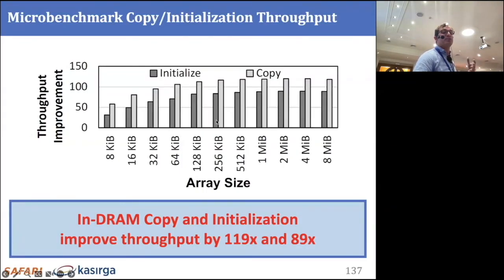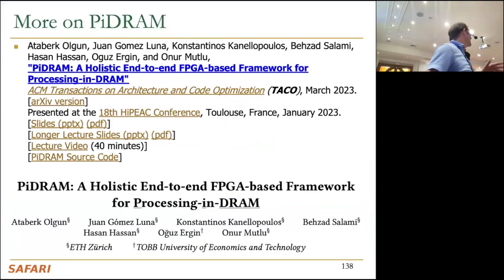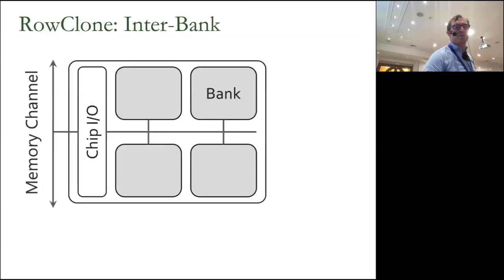This is the throughput improvement of copy and initialization. And the numbers here are much larger. The reason is that the RISC-V processor that we have in the FPGA has very little tolerance to latency. It's only 50 megahertz. The previous numbers that I showed you were smaller because you have a lot more tolerance to latency in a heavy out-of-order processor. Okay, this is PiDRAM. Again, if you're interested, you can download the source code and work on it. I'd recommend reaching out to us if you run into problems.